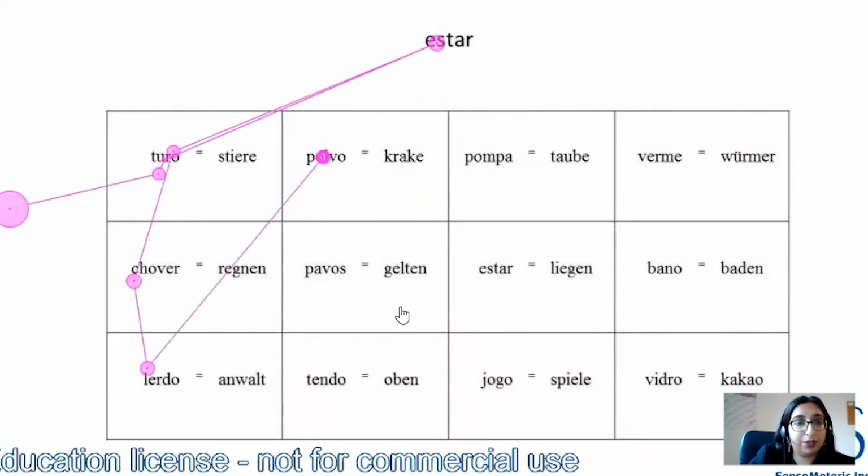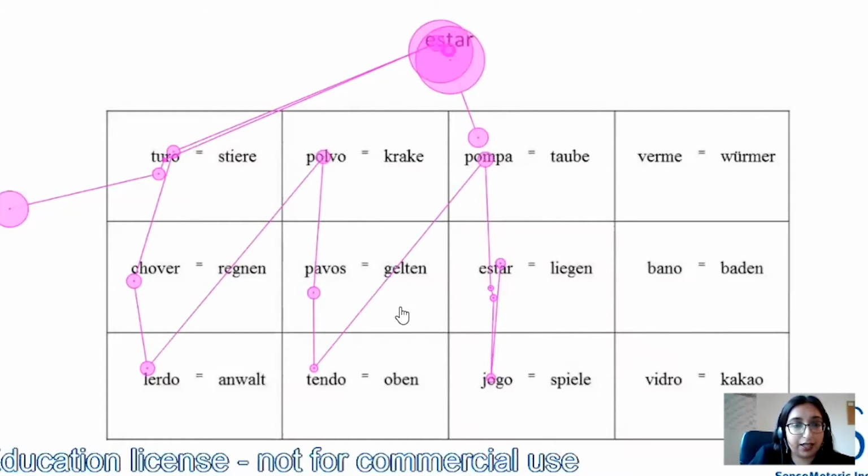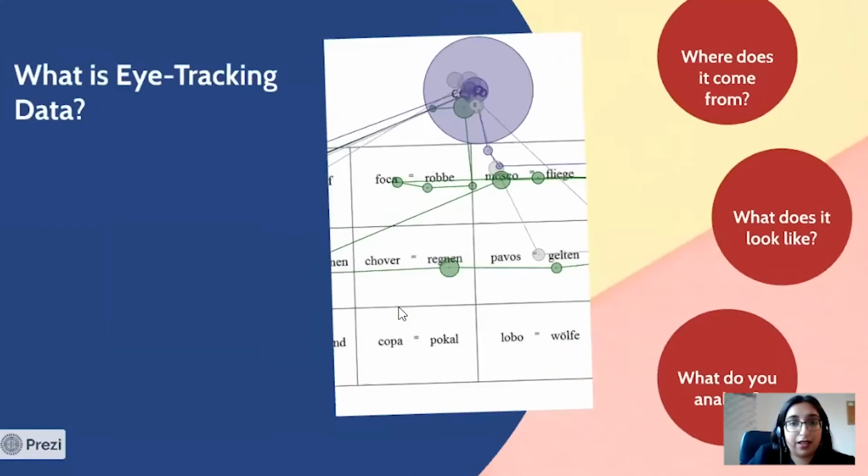So here you see one participant looking for the word Esther, and there they found it. And then they look longer to check if that is the correct word. And this is just one participant on one trial, but you see here what I mean by fixations and saccades, and together you can have a trial that lasts a few seconds. And this is just one experiment with one participant. But then what do we analyze in this?